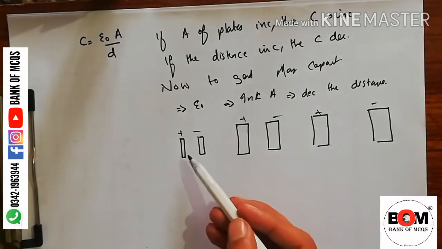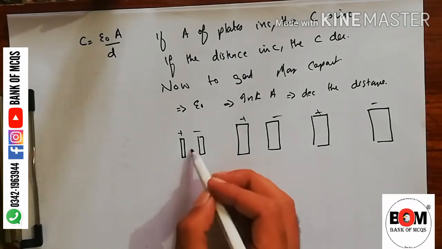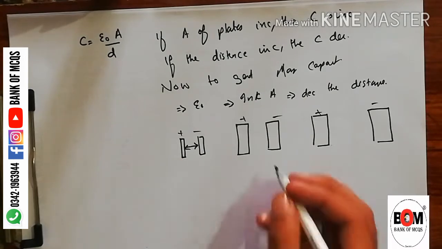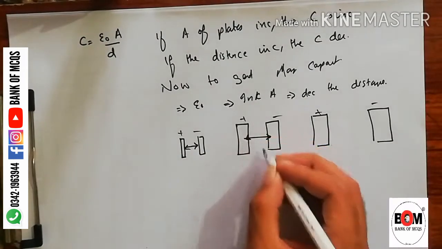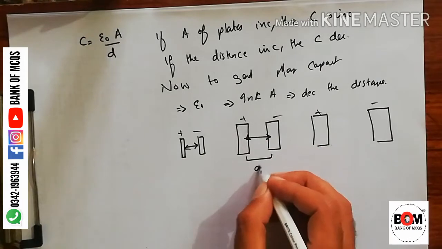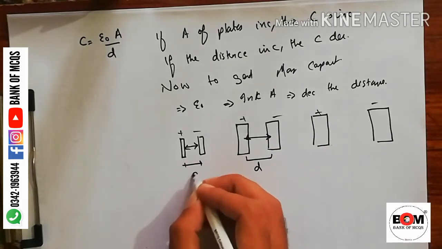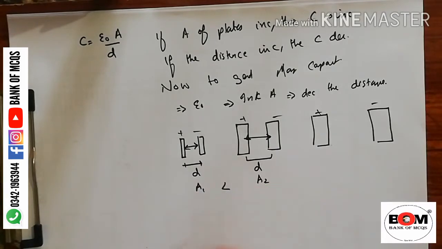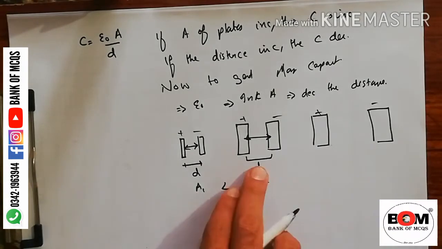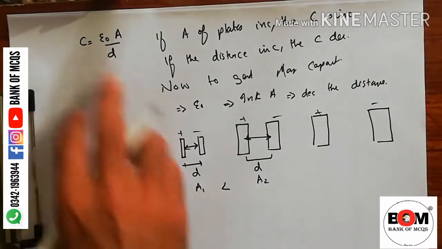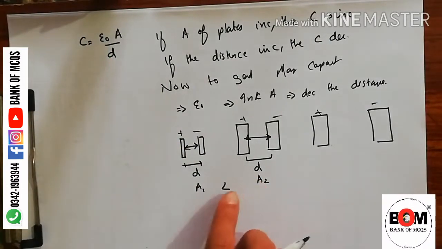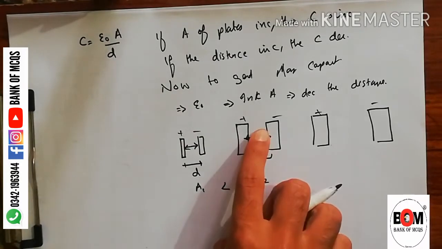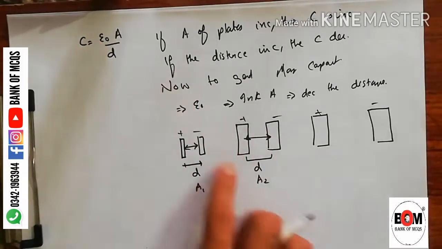So in the first case, the area is small and the distance is also small. In the second case, the distance D is the same as in the first, but this area is greater than that area. So if D is the same, then C depends on A. If the area is more, C will be more. So capacitor 3 has more capacitance than capacitor 1.